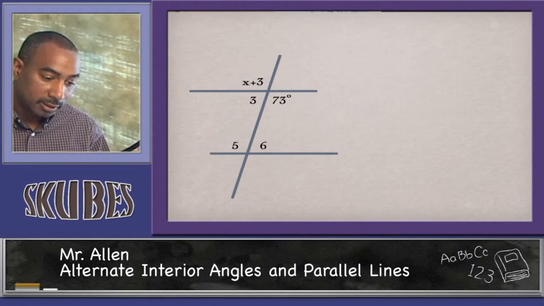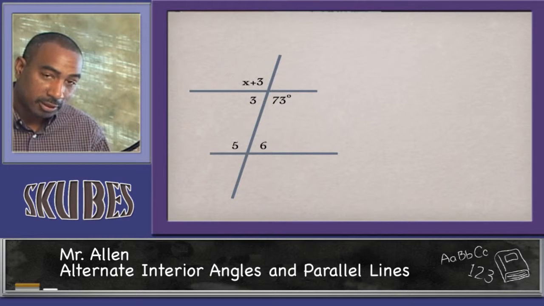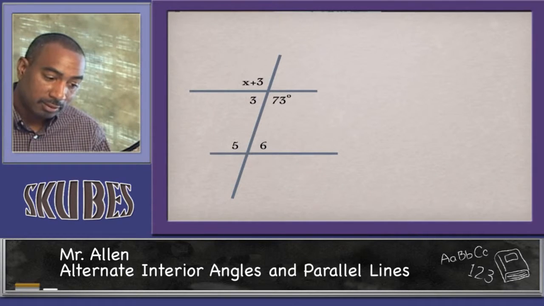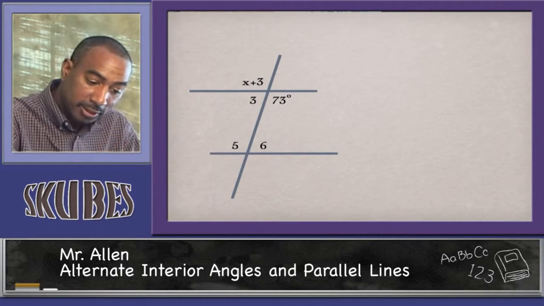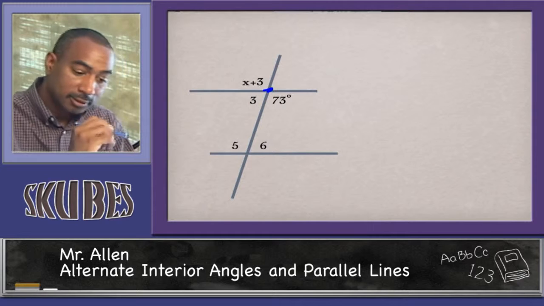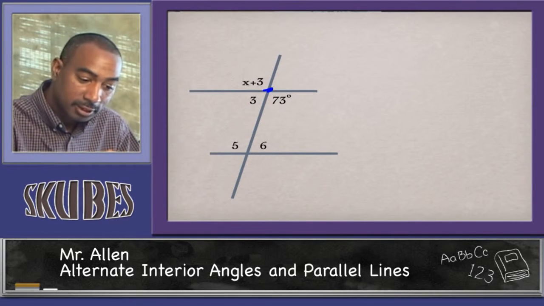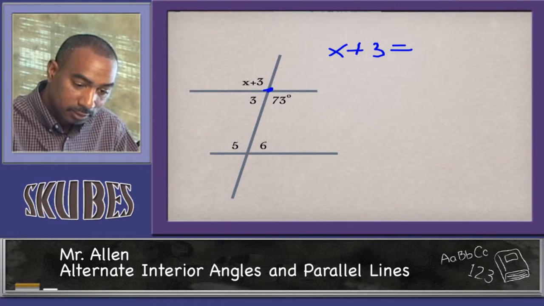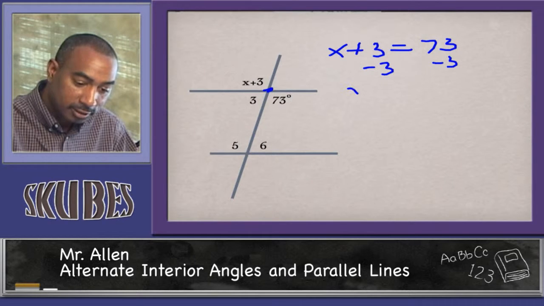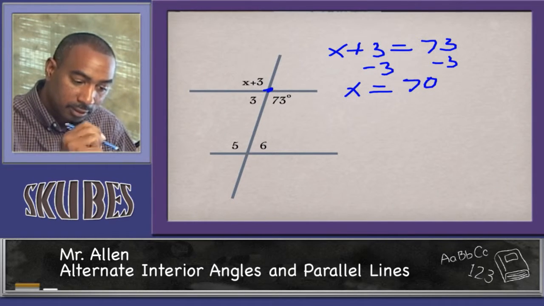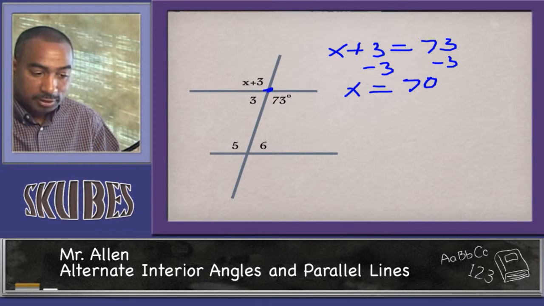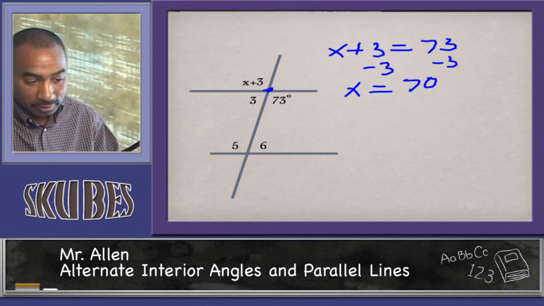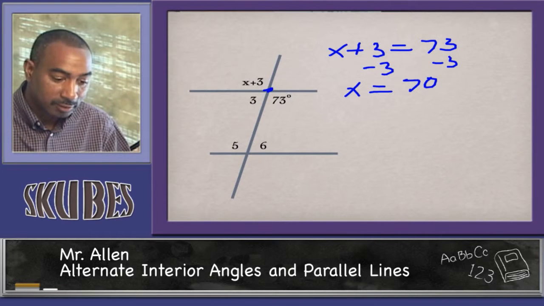Okay, let's say I want to find the value of x as well as the measures of angle 3, 5, and 6. Well, right away I notice that these are vertical angles, so I can simply set these two expressions equal to each other. And if you solve for x, you get x is 70. Which makes sense because this has to be 73 degrees: x, 70, plus 3 is 73.